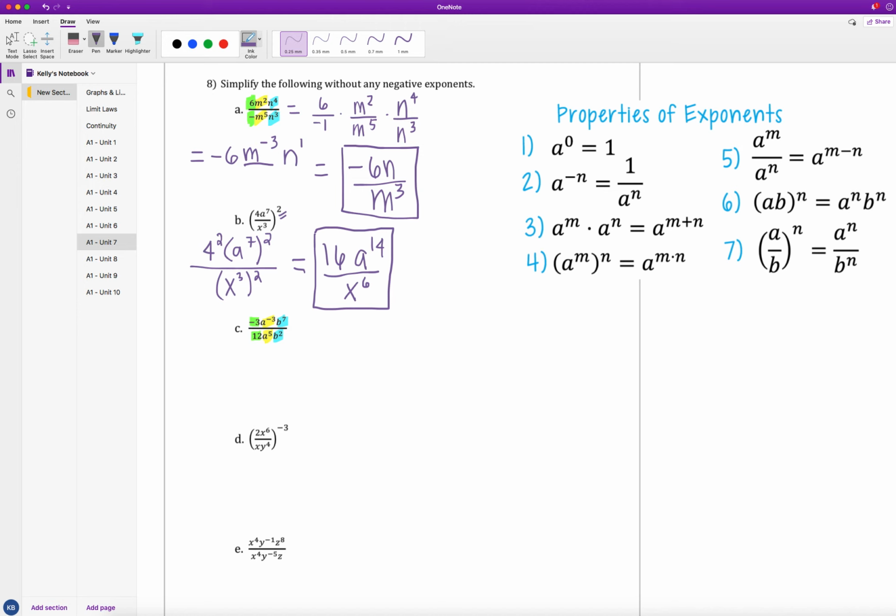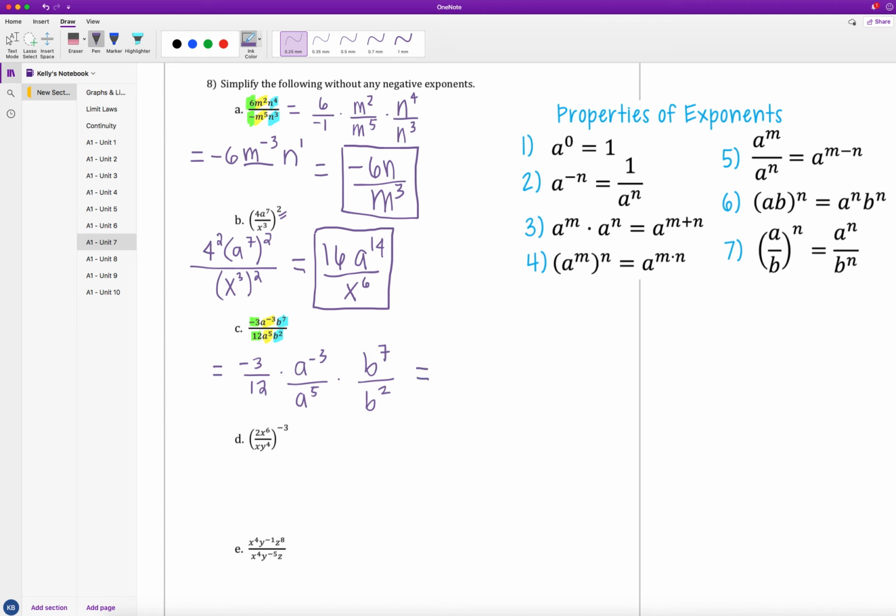So I'm going to go ahead and break that apart like we did in example A, and get negative 3 over 12 times a to the negative third, a to the fifth, b to the seventh, and b to the second. Now, if you were stuck with where to start with example C, this is a very good technique so that you can really see each individual piece and simplify those and then multiply them all together at the end.